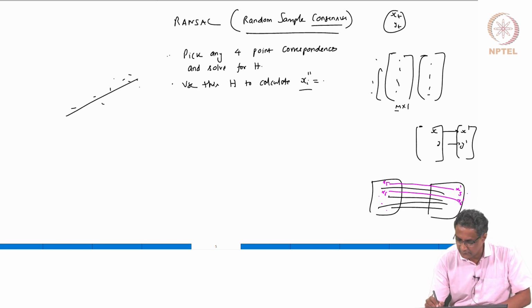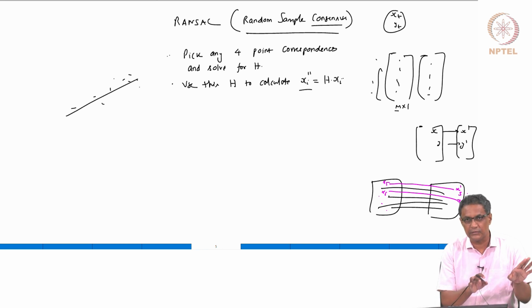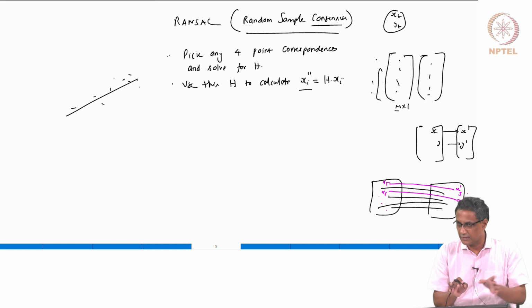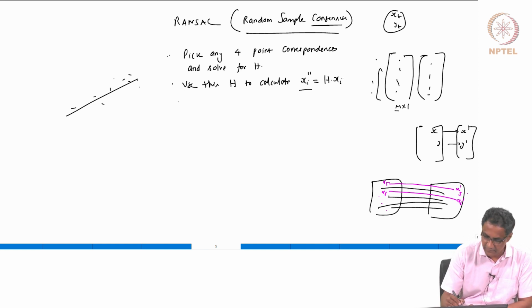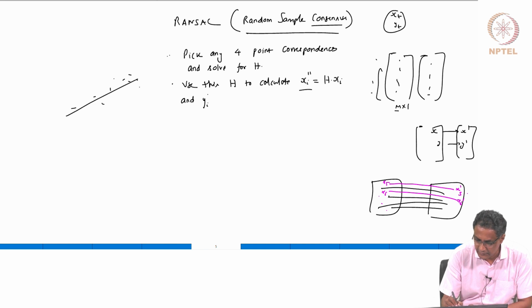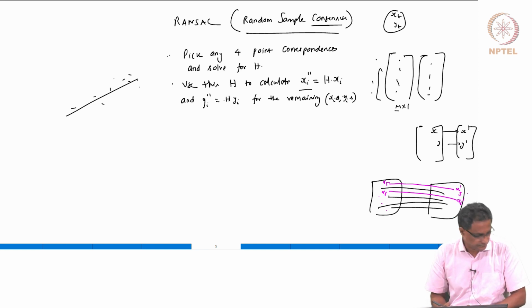So xi double dash is equal to h times xi, where these xi's are those coordinates other than the ones that you have used for computing the homography. These are not the same 4, because that is how you computed h. And similarly yi double dash is equal to h times yi for the remaining xi's and yi's, remaining meaning other than the 4 that you had used for computing h.